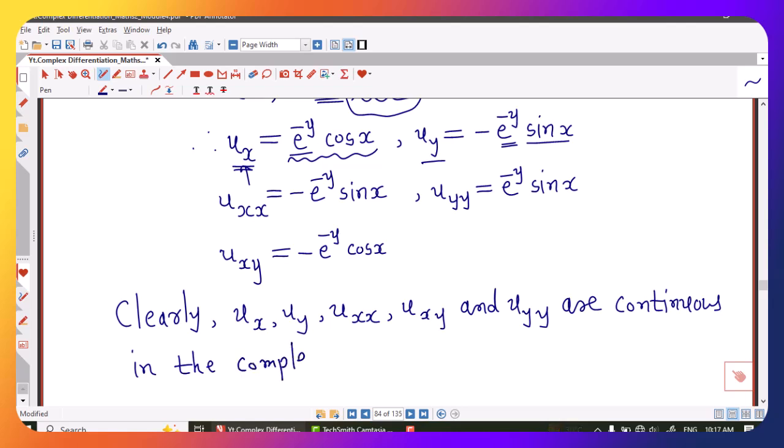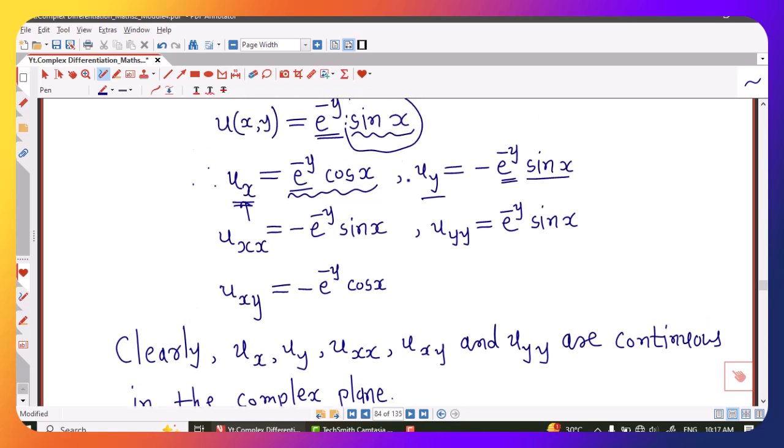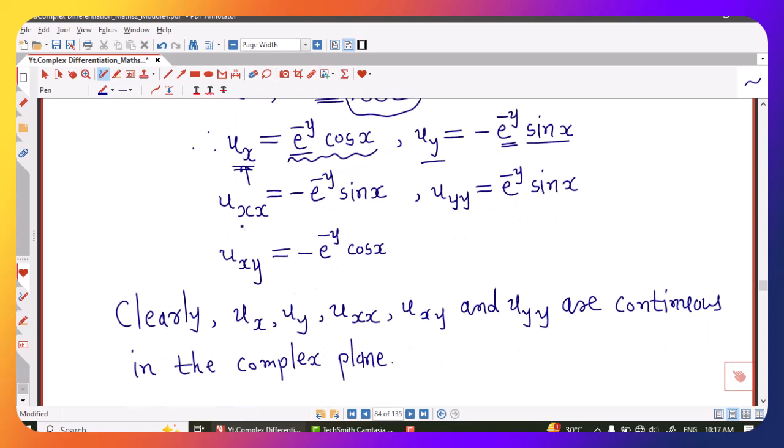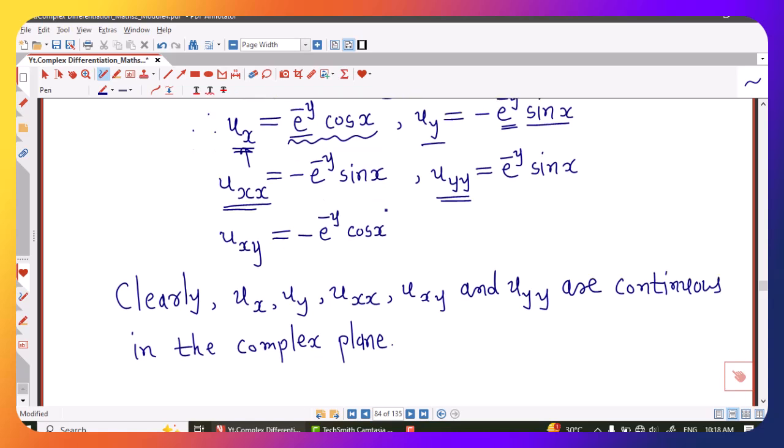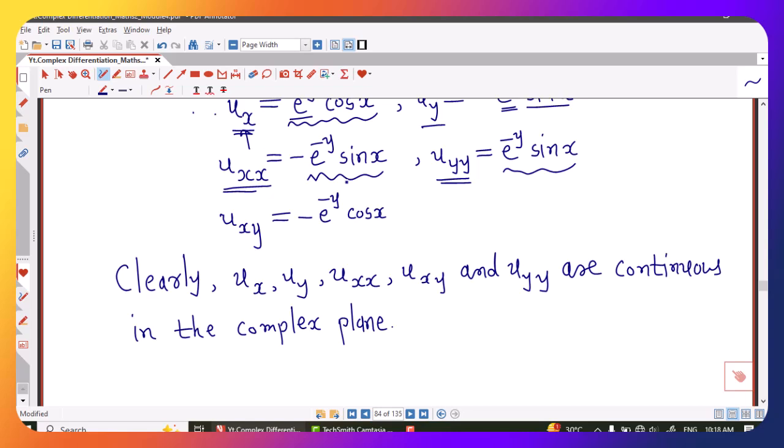So we are not going to prove the continuity, we have to just write down that given first and second order partial derivatives are continuous in the complex plane. And second requirement is del square u by del x square and del square u by del y square, addition of these two must be equal to 0, that is satisfaction of Laplace equation. And we can observe here, if we add these two, then that is going to be 0 for any point xy in the complex plane.